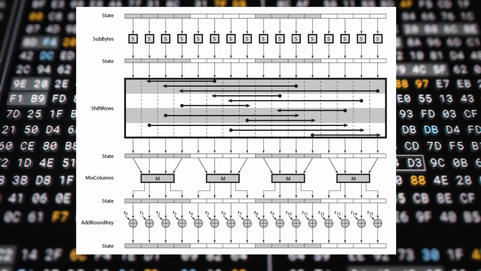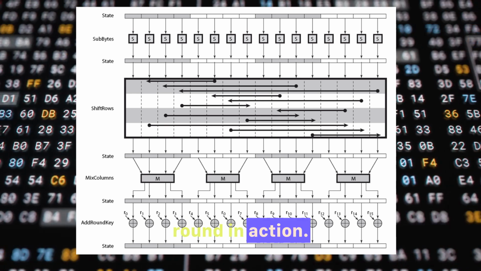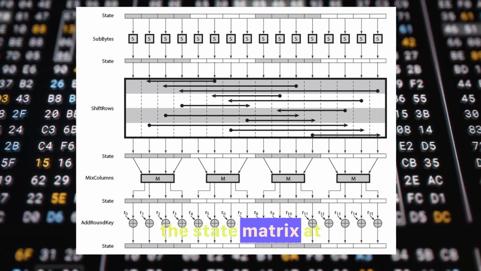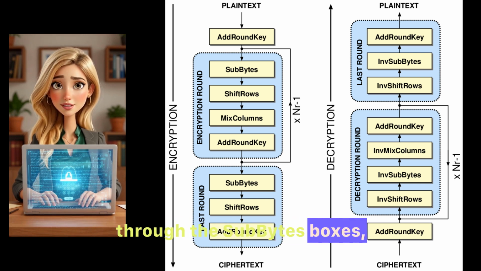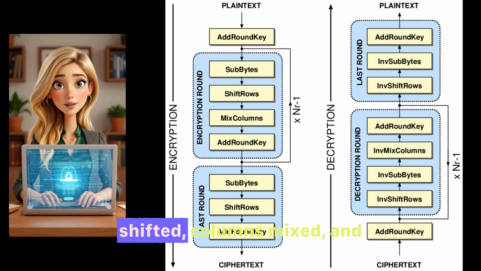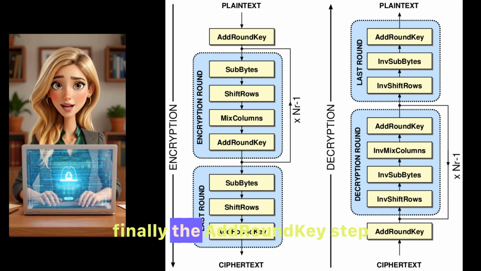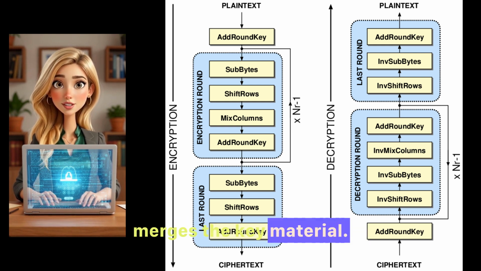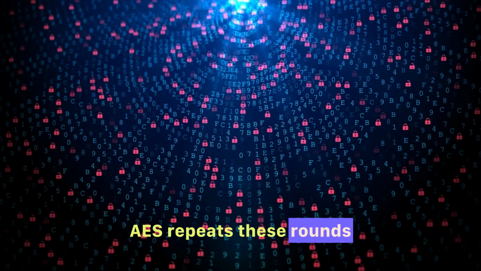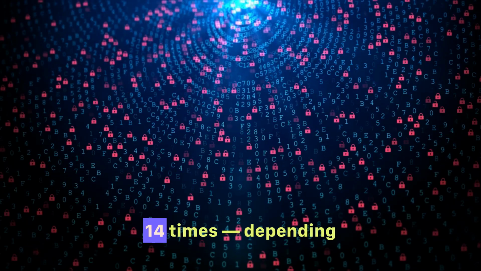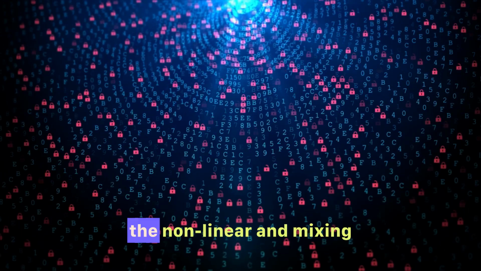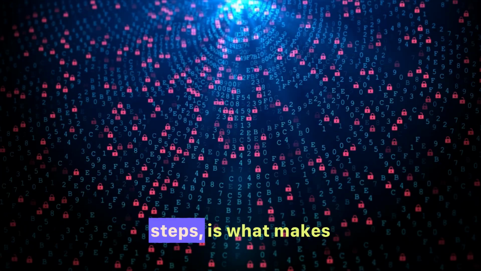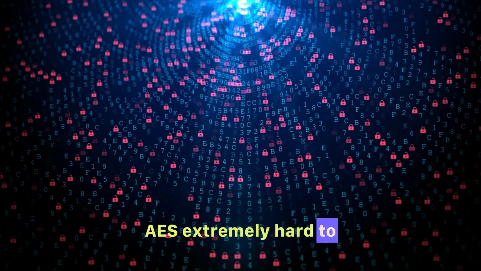Putting it all together, here's a full AES round in action. The round starts with the state matrix at the top. Each byte first passes through the SubBytes boxes, then the rows are shifted, columns mixed, and finally the AddRoundKey step merges the key material. AES repeats these rounds 10, 12, or 14 times, depending on the key length. The repetition, combined with the nonlinear and mixing steps, is what makes AES extremely hard to break.